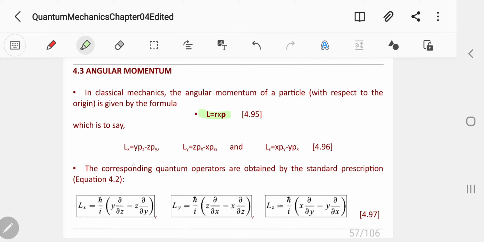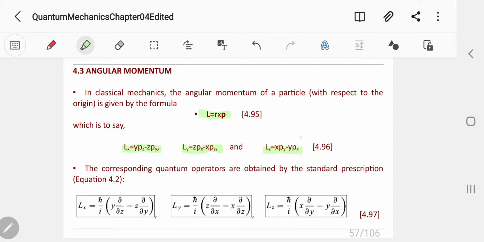The x component of the angular momentum is given by this. We also have its y component. The x component is Lx equals ypz minus zpy. Ly is equal to zpx minus xpz. And Lz is equal to x times py minus ypx.